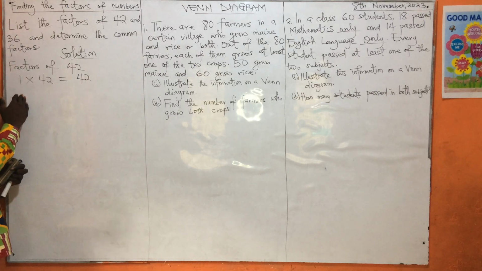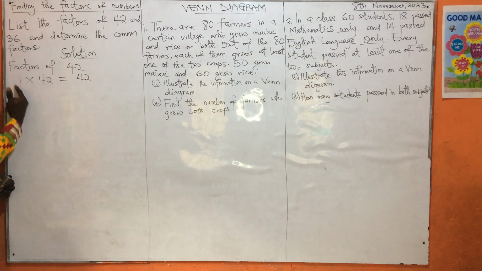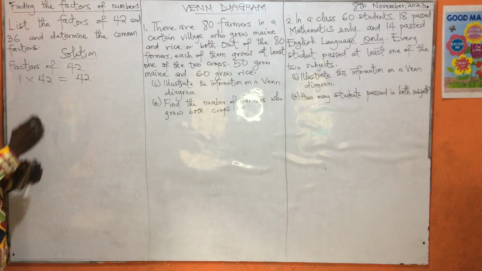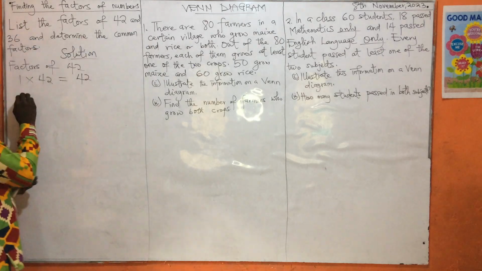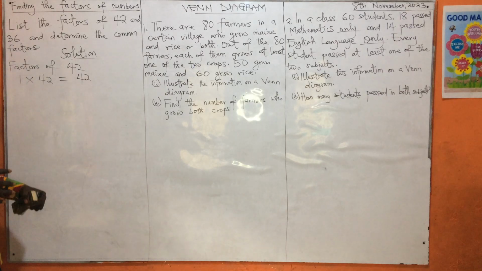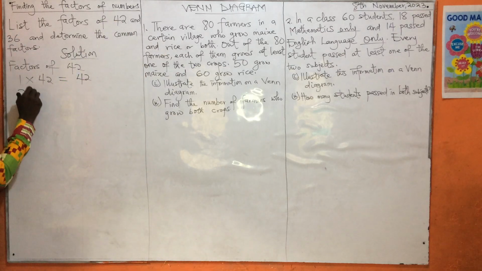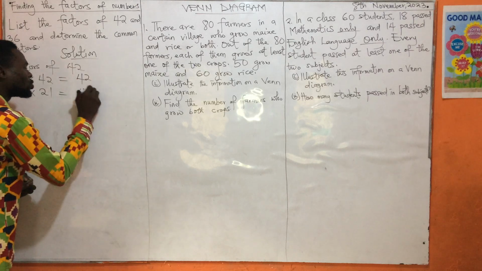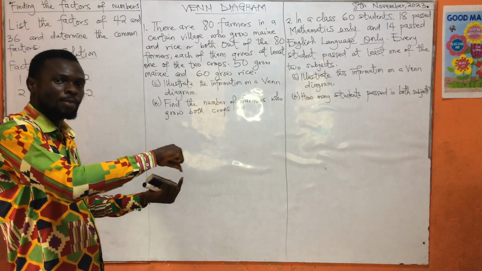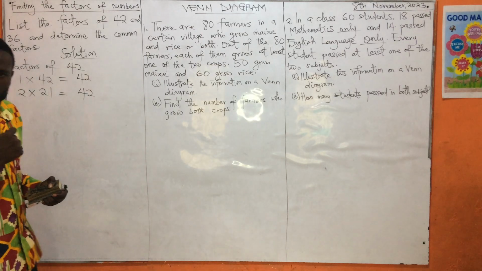Now let's make it simple for us to find the factors of 42. From 1, we go to 2. So we ask ourselves, 2 times what will give us 42? We ask this question because factors of a number are the numbers that, when multiplied, give you the number. If I multiply 2 times 21, that gives me 42. Then it means 2 and 21 are factors of 42. Are we there? Good.